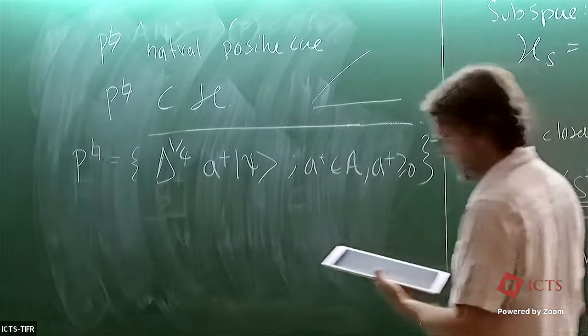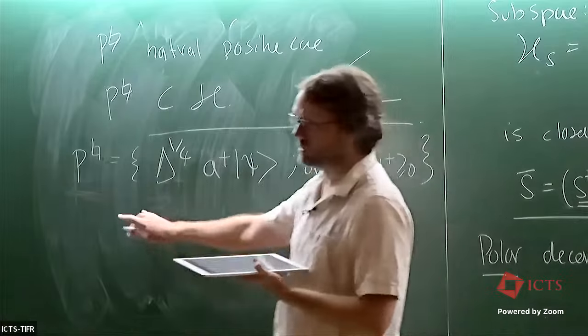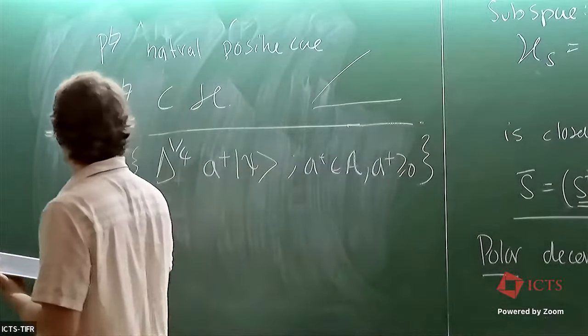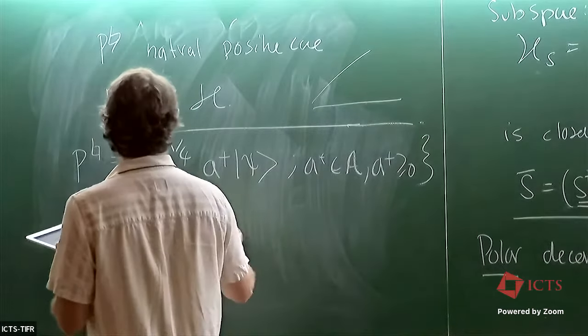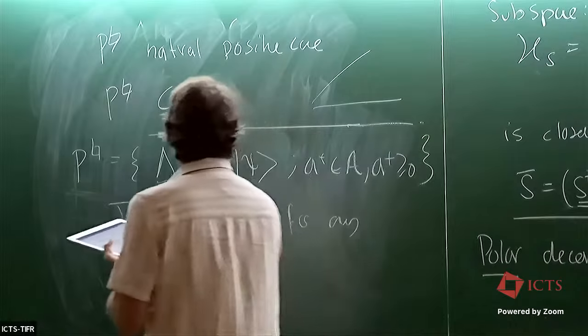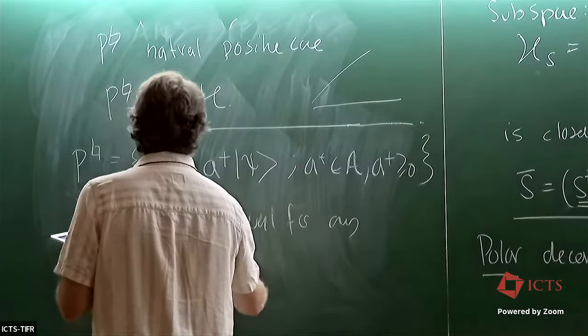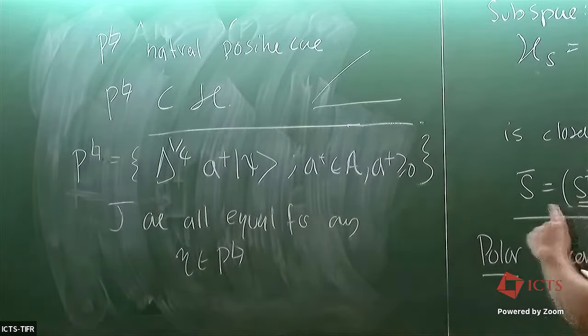And so it turns out that if you take any vector in this cone, the modular J for all of these vectors are the same. J are all equal for any eta in here. Okay, so that's quite a useful thing. What's the intuition behind this?